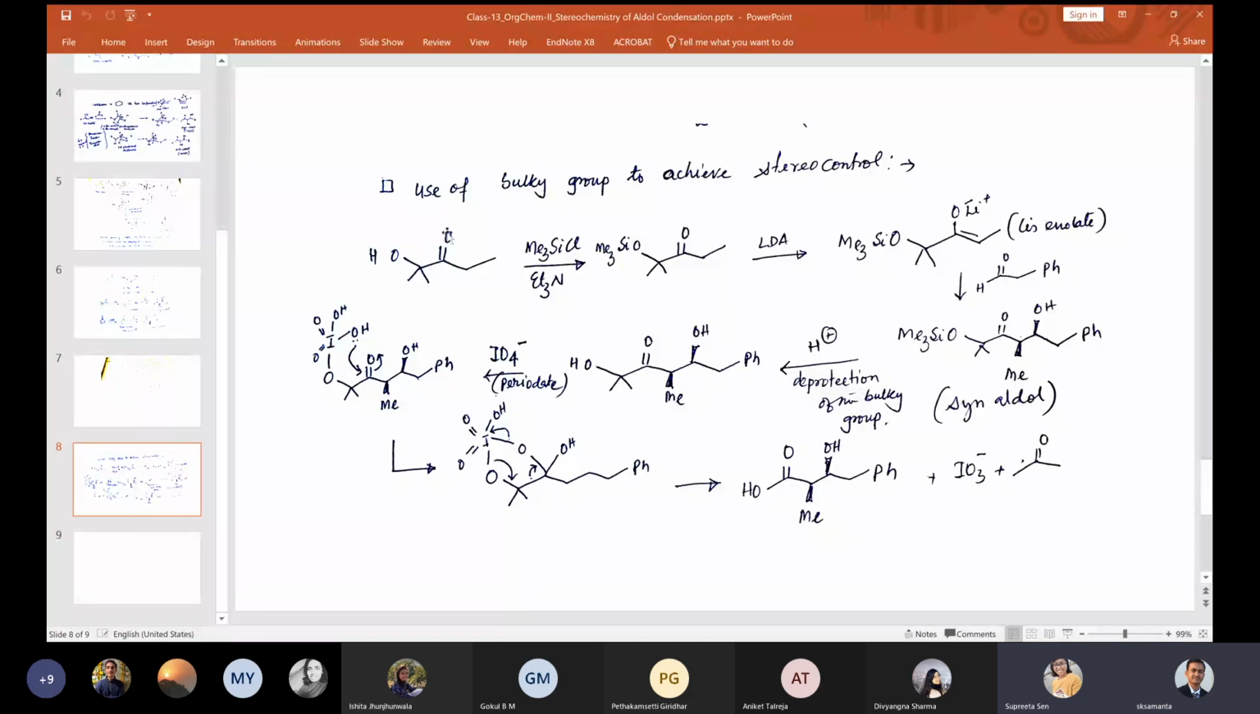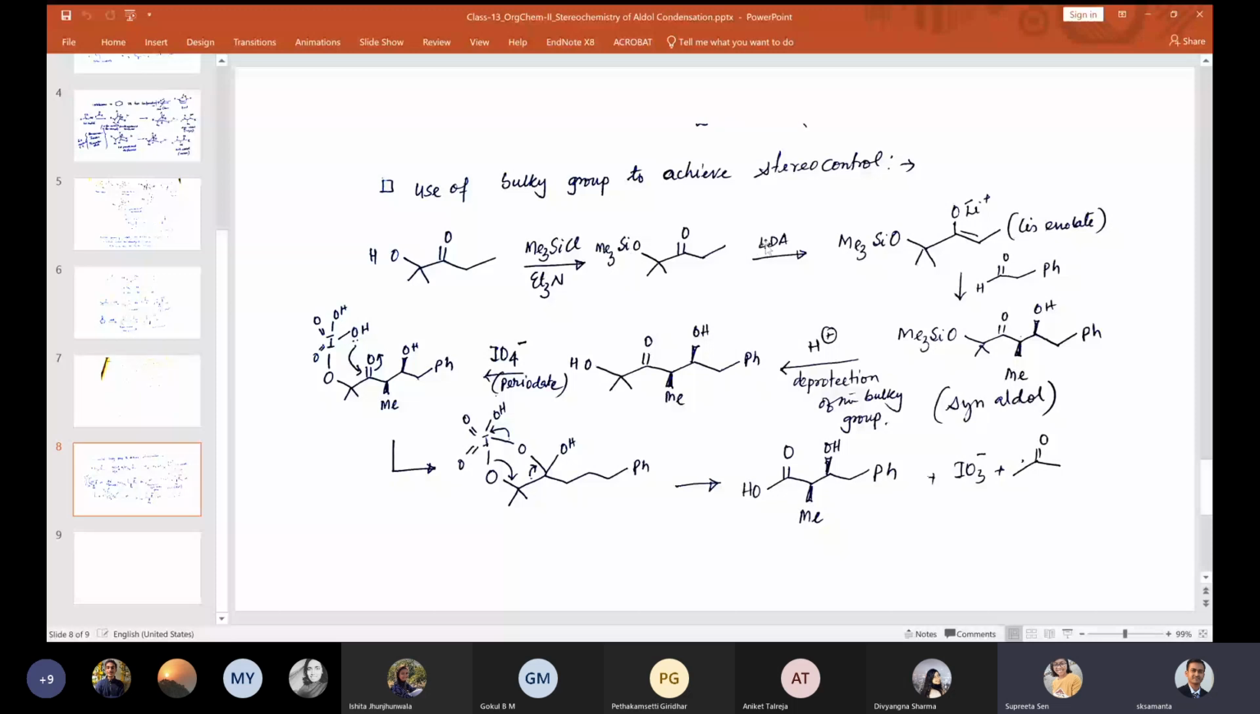Okay. So here basically you are taking this starting material and then protecting this OH group, because you cannot use base if this OH is there. Base will take this H first. So you take trimethylsilyl chloride, so the Me3Si group will be protected here. Simple SN2 reaction, and then this is protected.